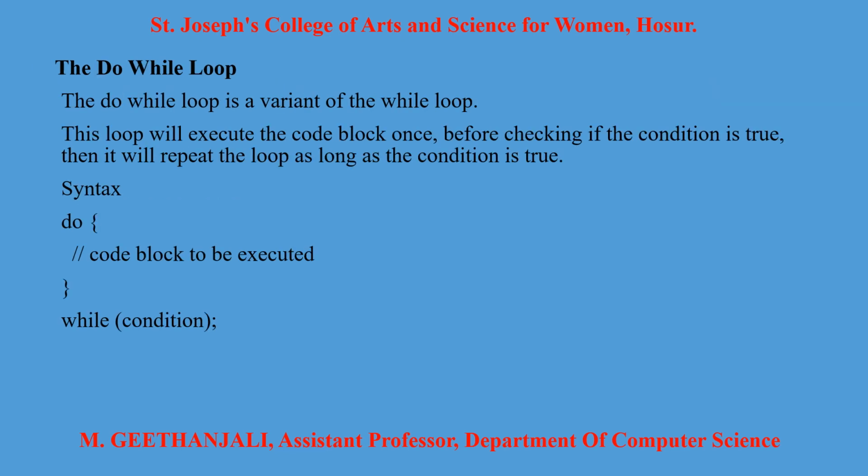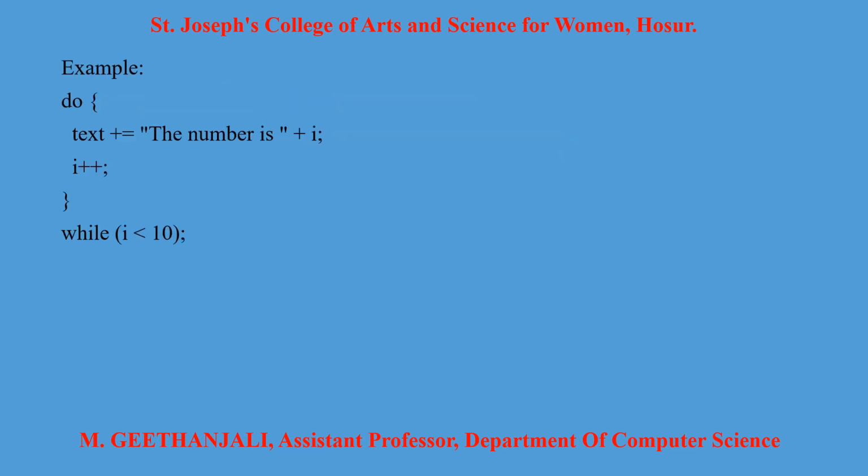The do while loop is a variant of the while loop. This loop will execute a code block once before checking whether the condition is true. Then it will repeat the loop as long as the condition is true. The syntax is do, code block to be executed, while condition. So it will execute at least once before checking the condition. Here is the example: do text plus equal to the number is i plus plus, while i less than 10. Here the condition will be checked. If i is less than 10, then the i values will be executed again and again until the condition is no longer satisfied.